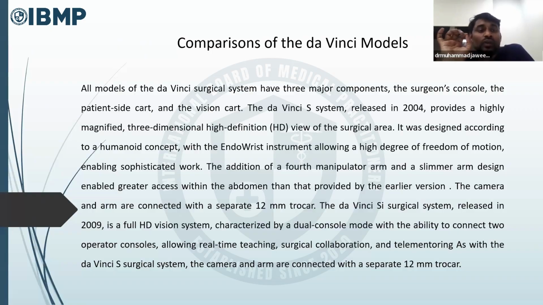It was designed according to a humanoid concept. Three-dimension is nothing but when you're operating, you should know how the structure of the human body is and what your major target organ is. It is done with endowrist instruments, allowing a high degree of freedom of motion. As already discussed, these are 360 degrees, whereas in laparoscopy it is only 180 degrees. Got it? Any doubt till now?